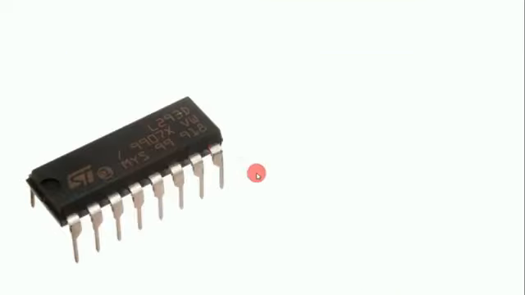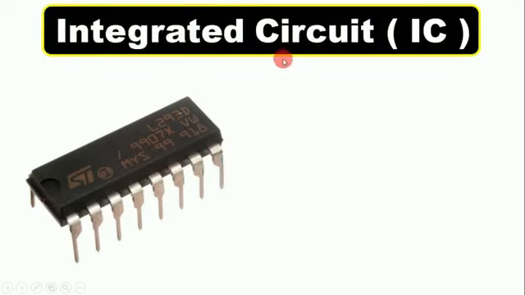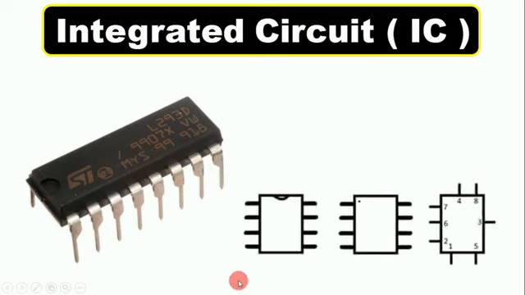Now this component which you can see here is known as an IC, that is, an integrated circuit. Friends, there are various types of IC, and for each type of IC there is a different symbol, and the uses of each type are also different. These symbols which you can see here are symbols of three different ICs. What is the work of an IC? Let us understand this first.